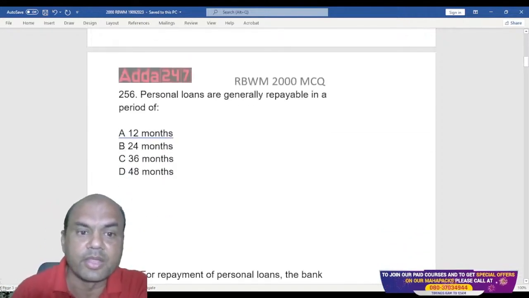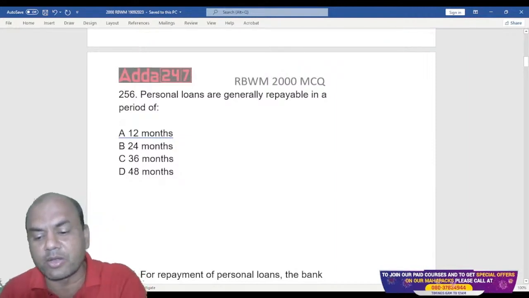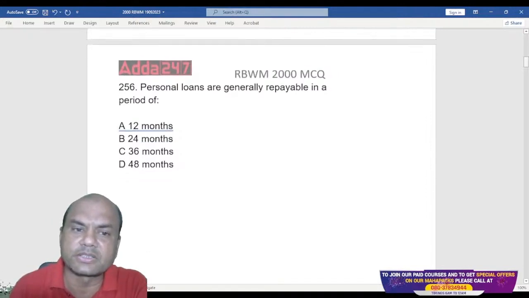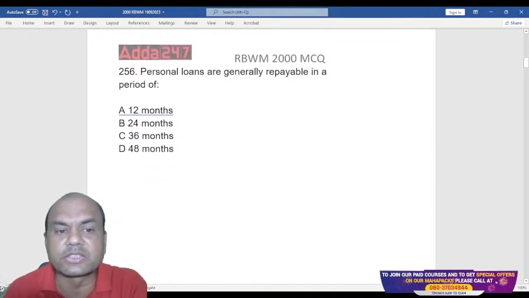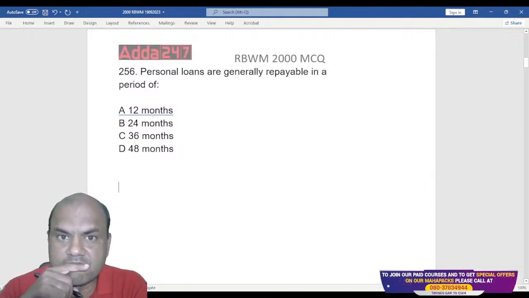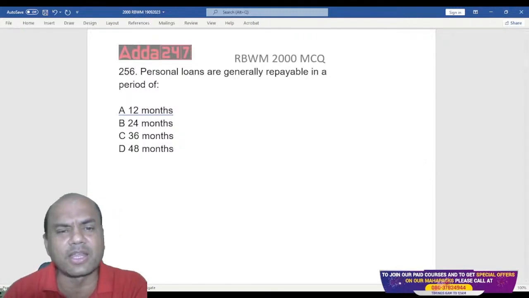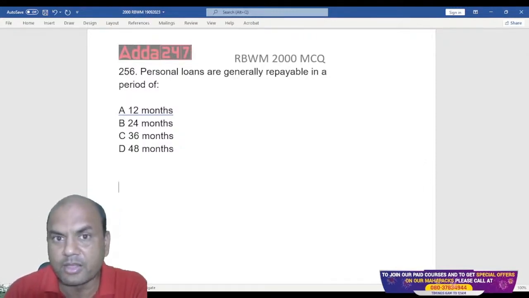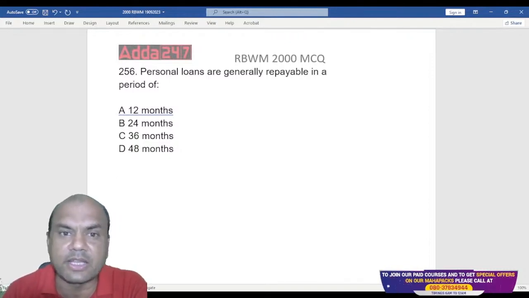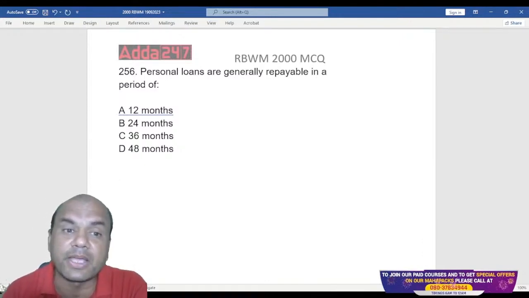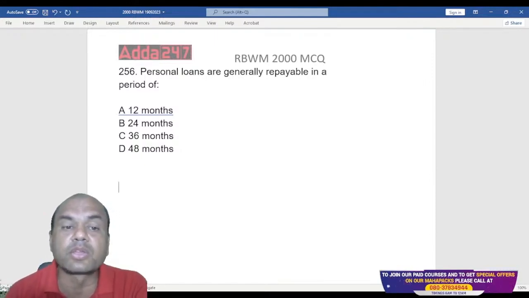Next one. Personal loans are repayable in the period of what? What do you say, guys? 12 months, 24 months, 36 months, 48 months. Generally, I am talking of generally. Any bank can give personal loans for 5 years also. Maximum loans allowed for the banks are 10 years, right? So some bank can say, okay, I'll give it for 10 years. That's not an issue.